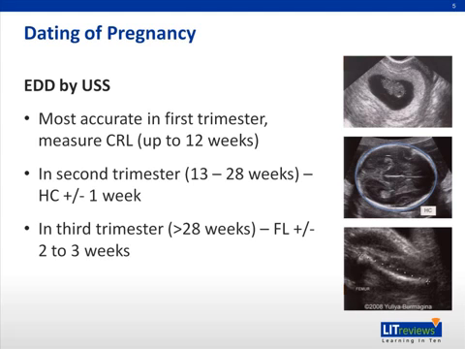If a person presents even later, as in the third trimester, which is more than 28 weeks, we use the femur length to calculate the expected due date. And this has a margin of error of up to 2 to 3 weeks. So when a person presents late in her pregnancy, the dating by LMP helps you when the EDD based on the LMP calculation and by ultrasound can correlate with each other.